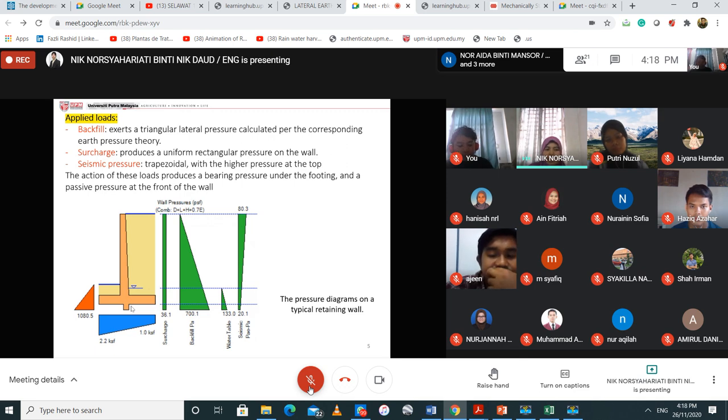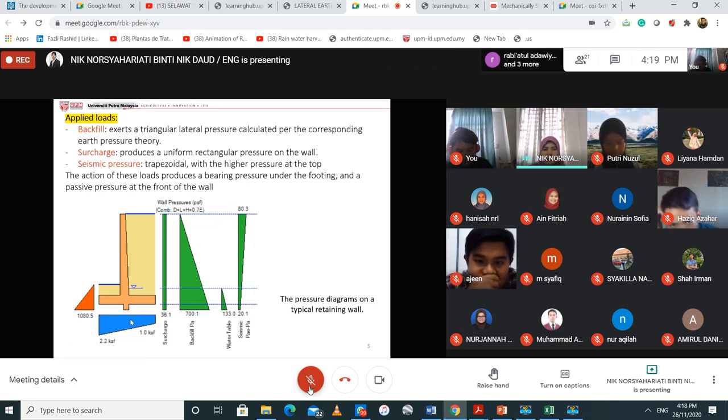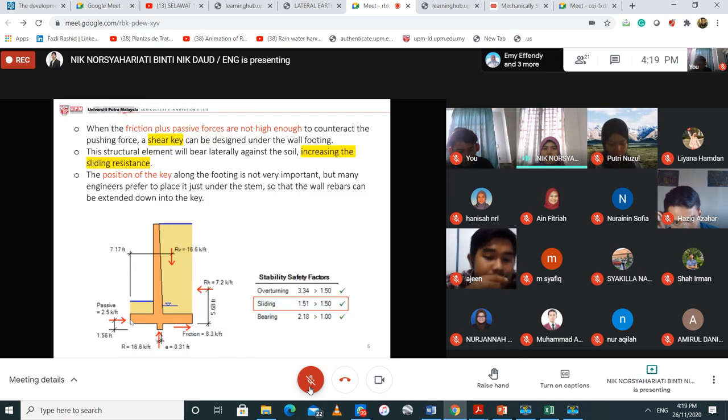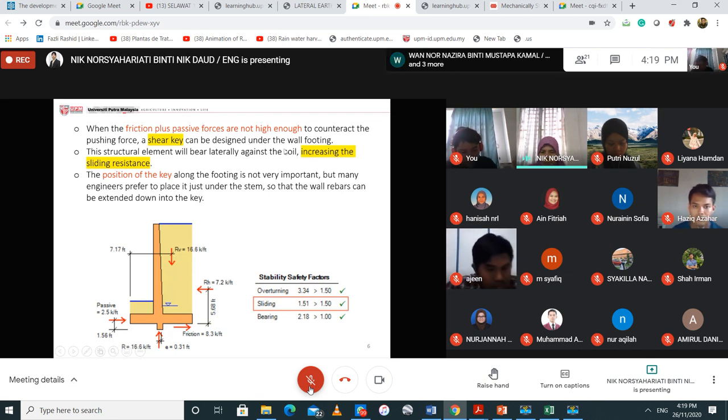So here, as I said earlier, the shear key is additional to the passive force, because you want to counter the active force. The word used here is counteract. Okay, so it should be designed under the wall footing. Under the wall. Where is its location?